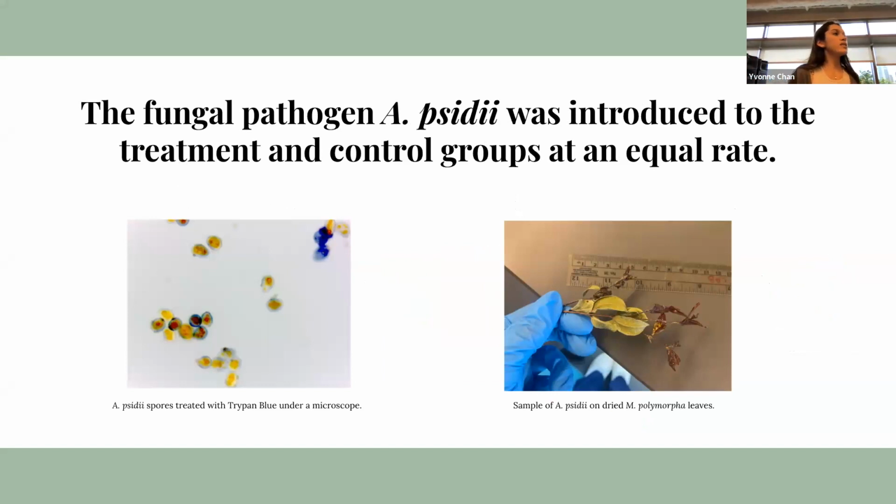The Osteopuxinia city spores I used were isolated from dried Metrosideros polymorpha leaves that had been infected with this pathogen. As it was from a dried leaf, we wanted to ensure the virulence of these spores, so we treated them with trypan blue and looked under a microscope. The yellow spores indicate that they are healthy, whereas the blue spores indicate that they are no longer viable. However, over 50% of the spores were viable, so we decided to continue on.